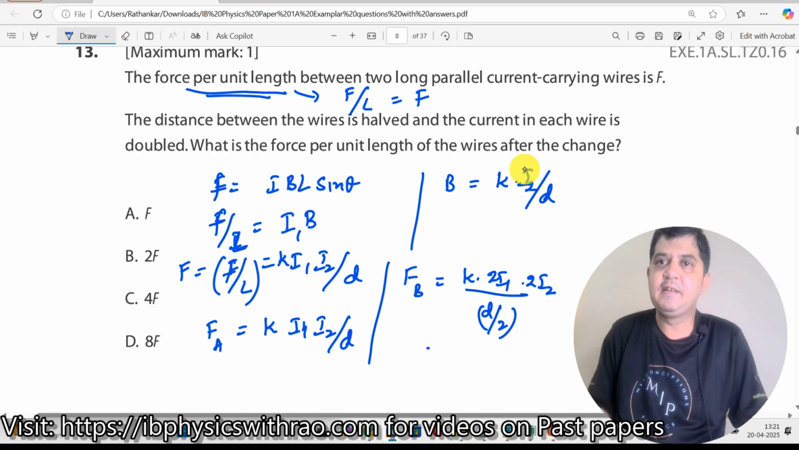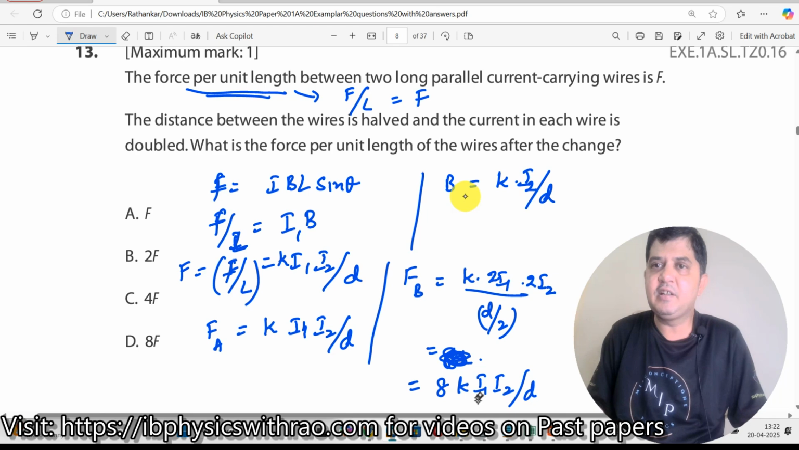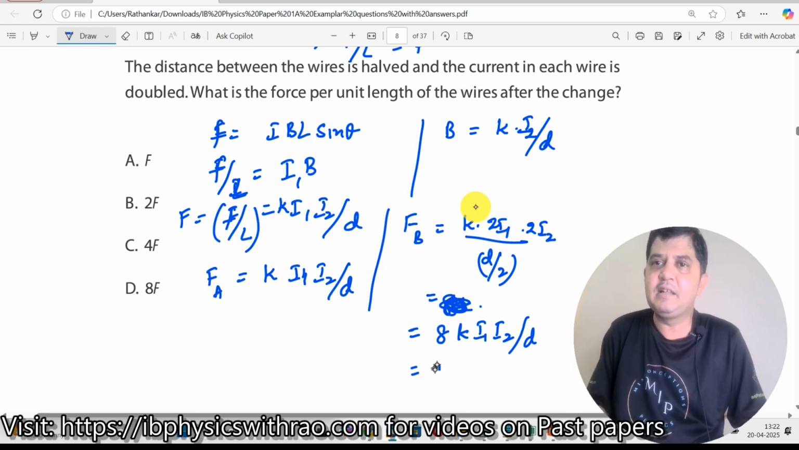Which should now be equal to how much? 2 K, this 2 comes upwards. There's a 2 here, there's a 2 here. 2 into 2 becomes 4, and this 2 also comes upwards, becomes 8. So 8 K I1 I2 divided by d. Now K I1 I2 by d is f A, so I write this as 8 times f A.